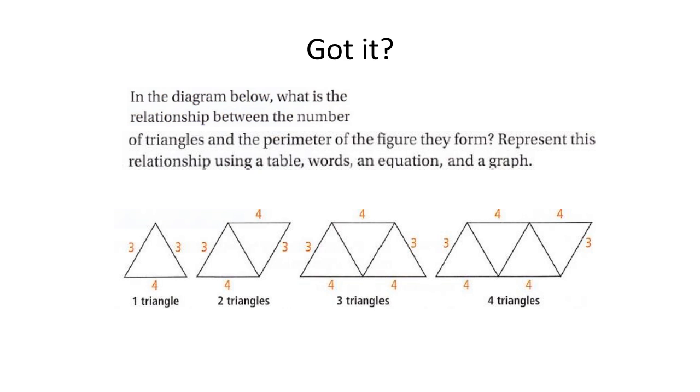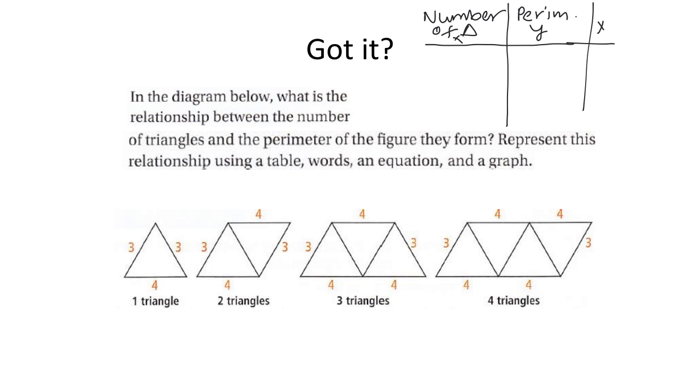In the diagram below, what is the relationship between the number of triangles and the perimeter of the figure they form? Represent this relationship using a table, words, an equation, and a graph. So let's set up our table. So we're going to have the number of triangles be our X. And we're going to have our perimeter be our Y. And then the coordinate XY is our ordered pair.